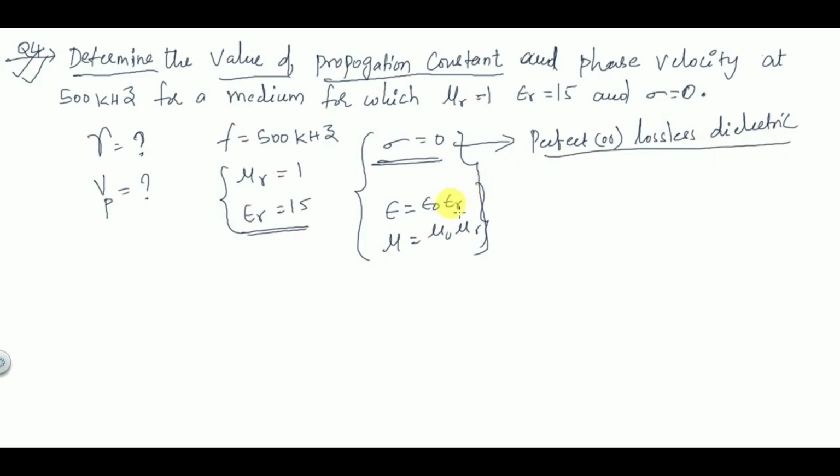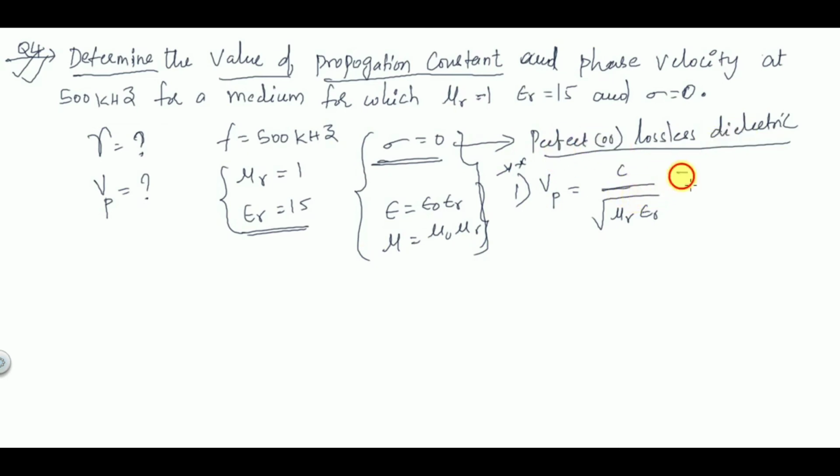Okay, so in this case no need to find the loss tangent value because directly sigma is equal to 0. When the medium is perfect or lossless dielectric, I have already derived the formula. So first of all we have to find the value of Vp. So Vp is C by root of mu r epsilon r. I have already derived this formula; you can check my previous video on wave characteristics in perfect or lossless dielectric medium.